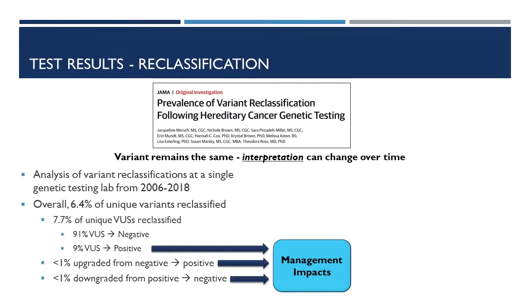were ultimately reclassified. While most of these reclassifications were within the same category, that is, likely benign to benign or likely pathogenic to pathogenic, close to 8% of VUSs were reclassified during the study period, with 9% of these being upgraded to a positive result. A small percentage of results were upgraded from negative to positive or downgraded from positive to negative, all of which have implications for the patient's management.